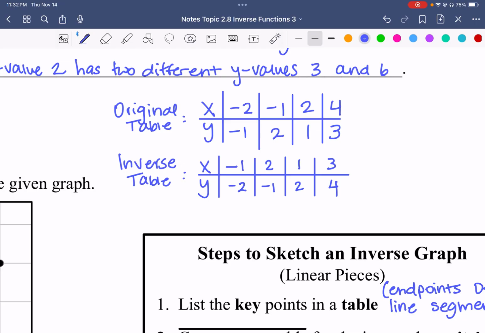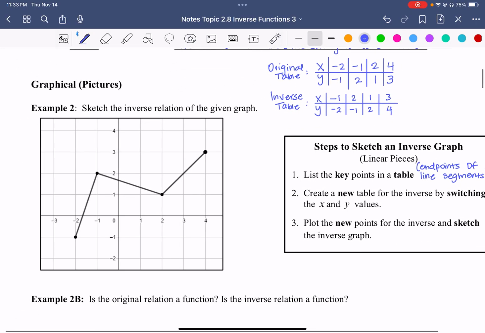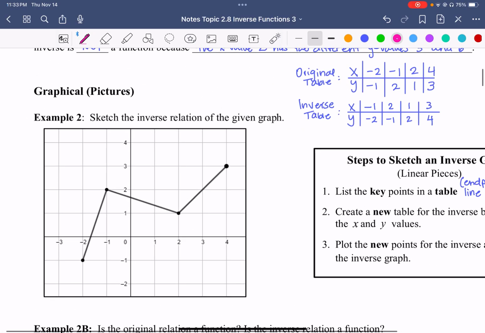And now these points, I can go ahead and graph them. So (-1, -2), (2, -1). Okay, I have my first 2 points. I can go ahead and connect those.